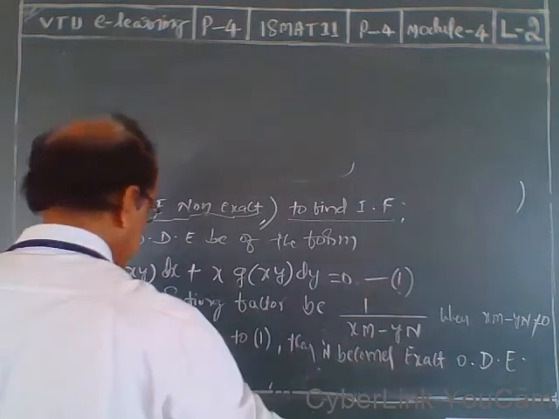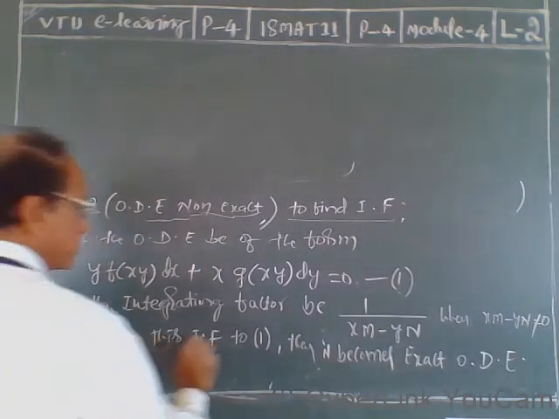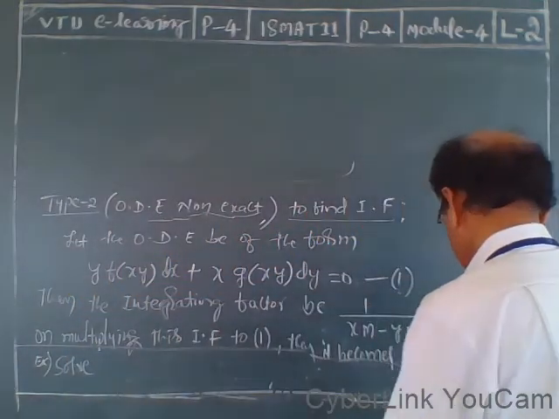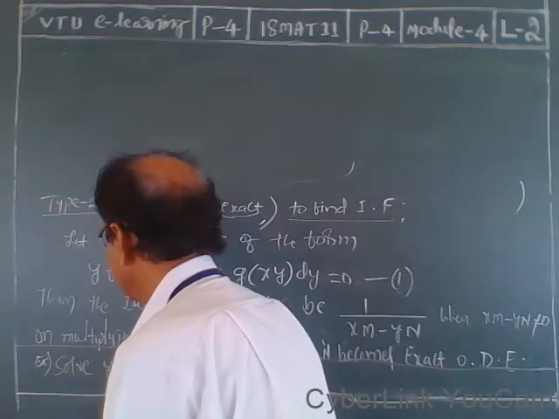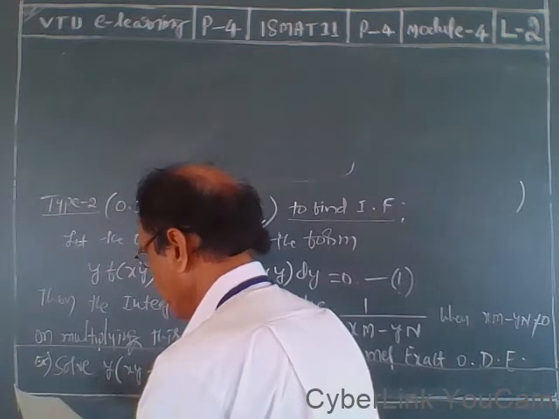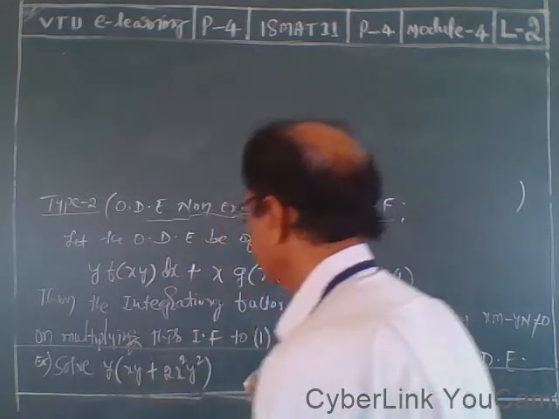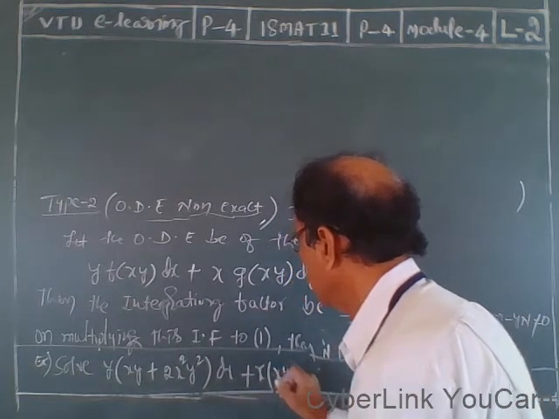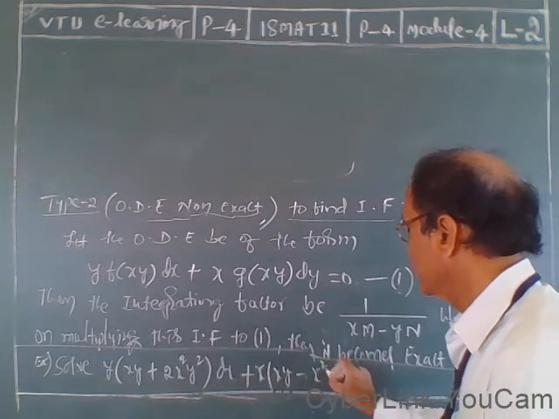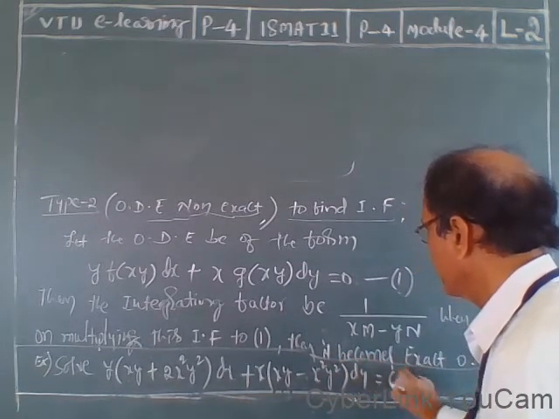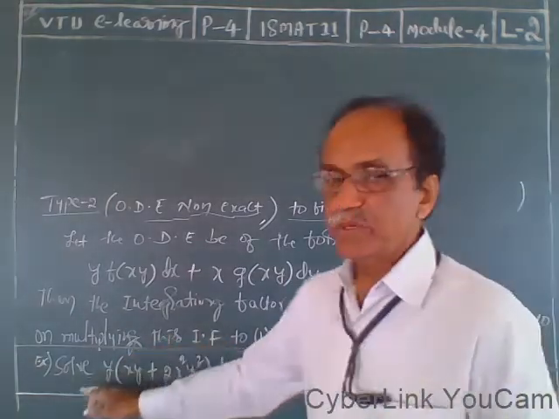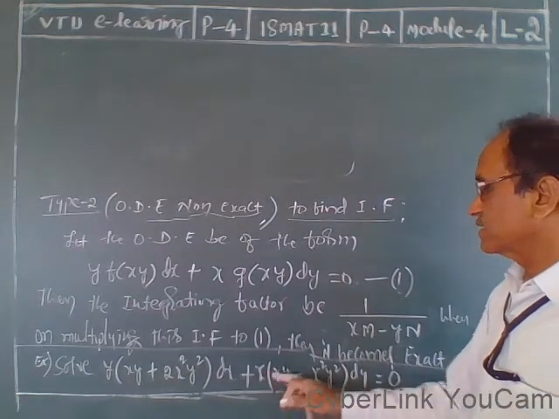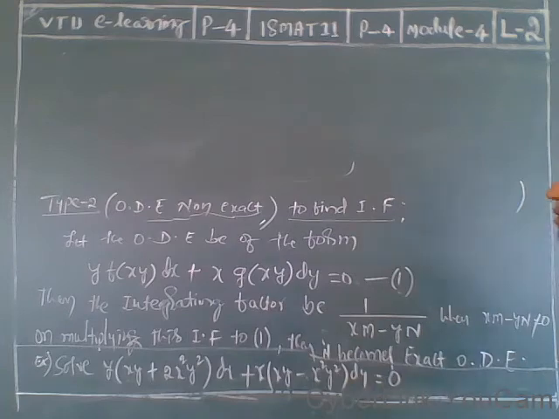The problem is like this. In type 2, solve y into (xy plus 2 times x square y square) dx, plus x into (xy minus x square y square) dy equal to 0. The problem is like this: solve y into xy plus 2 into x square y square, plus x into xy minus x square into y square dy equal to 0.